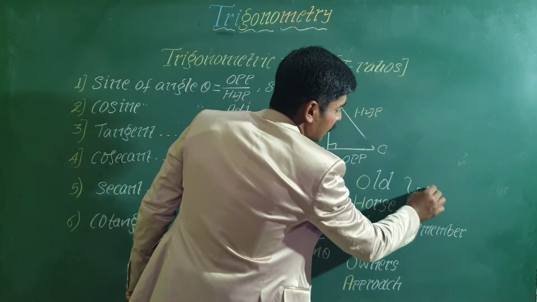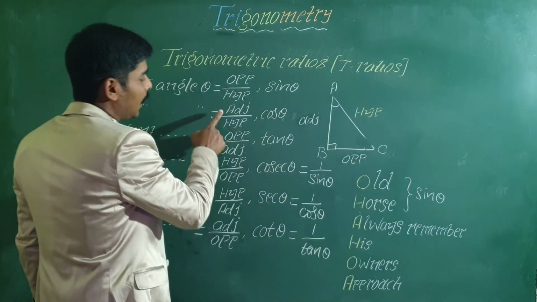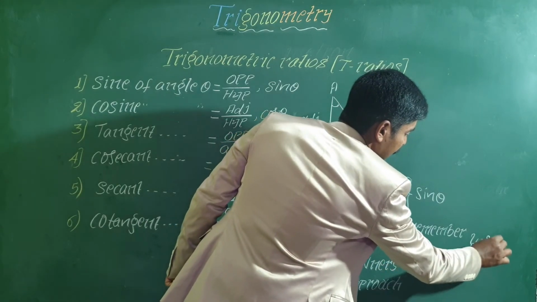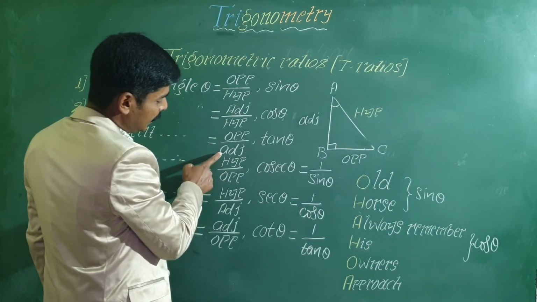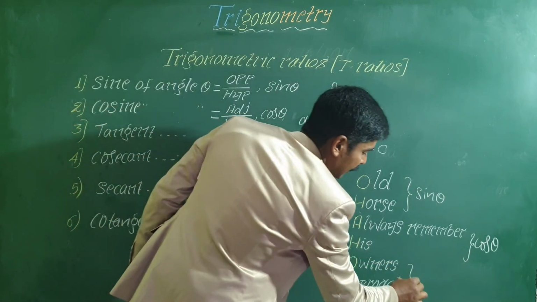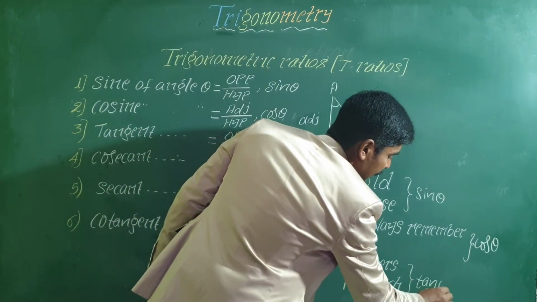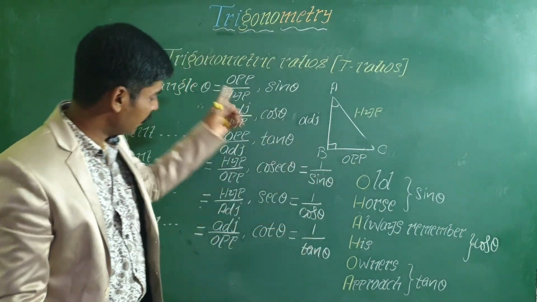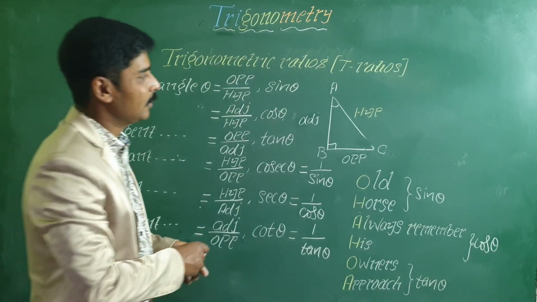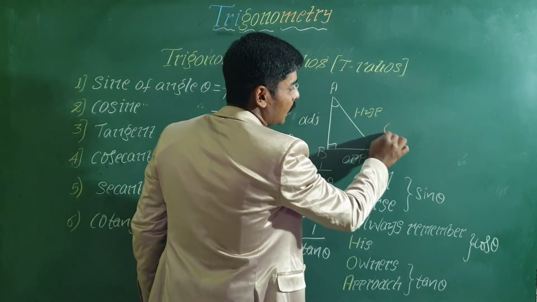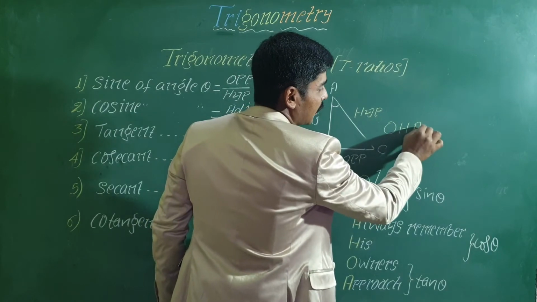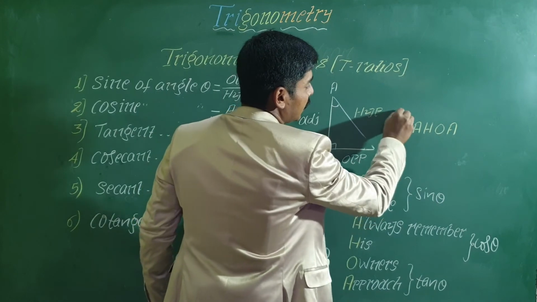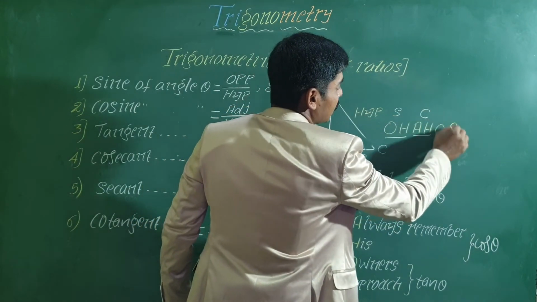See, opposite by hypotenuse is sin theta. Adjacent by hypotenuse is cos theta. And opposite by adjacent is tan theta. So if you learn them in this order, and if you know this, then you can write all the 6 trigonometric ratios. This is how you must remember. Old Ors Always Remember His Owner's Approach. Then this is for sin theta, this is for cos theta, this is for tan theta.